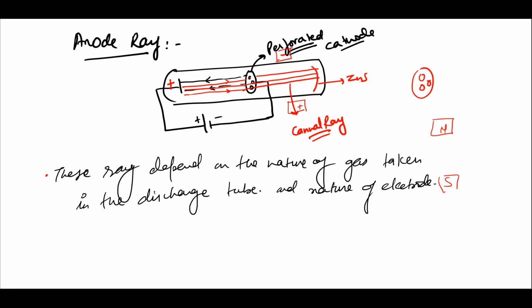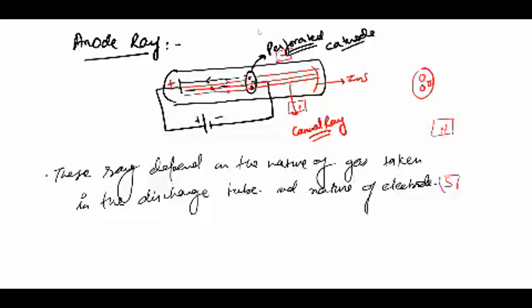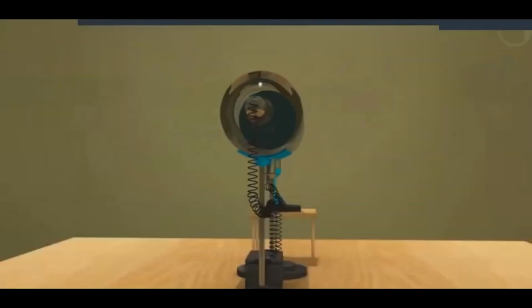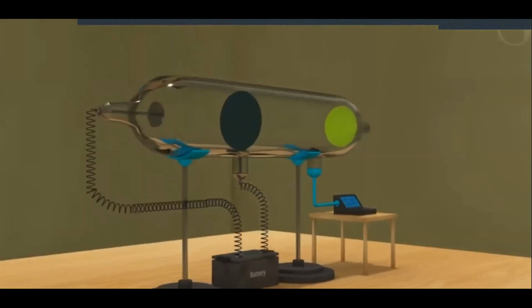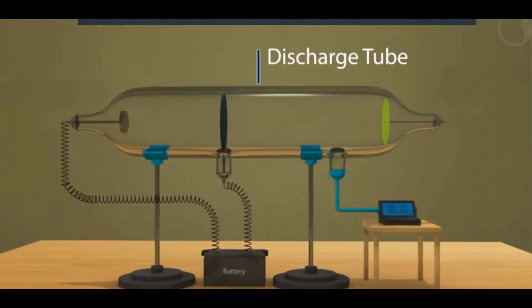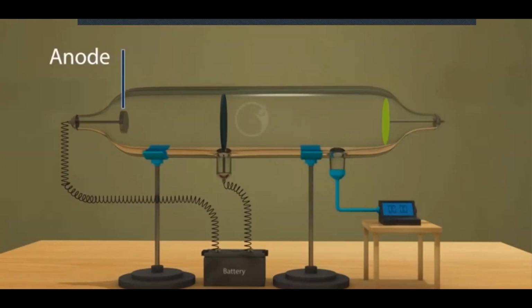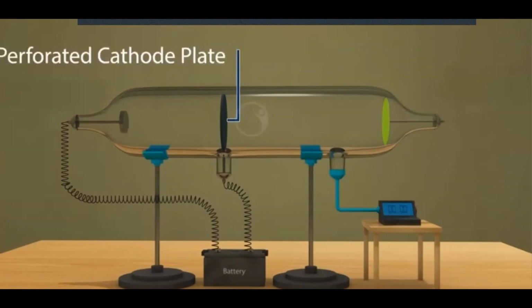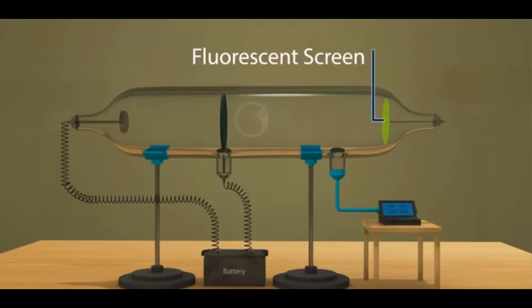Canal rays. Let us look at Goldstein's experiment setup. Goldstein used a discharge tube like that of Thomson, with an anode and a perforated cathode in the middle. He also used a fluorescent screen at the other end to sense the rays.